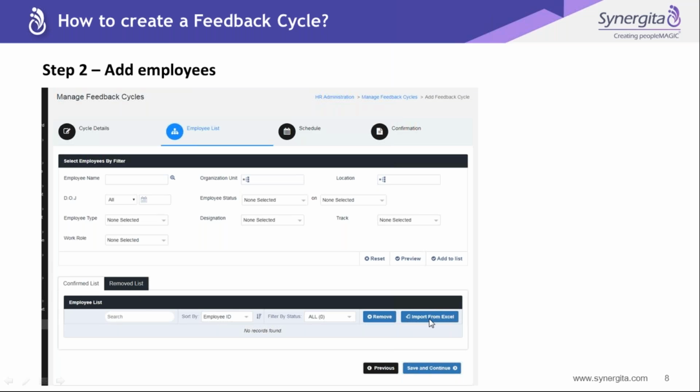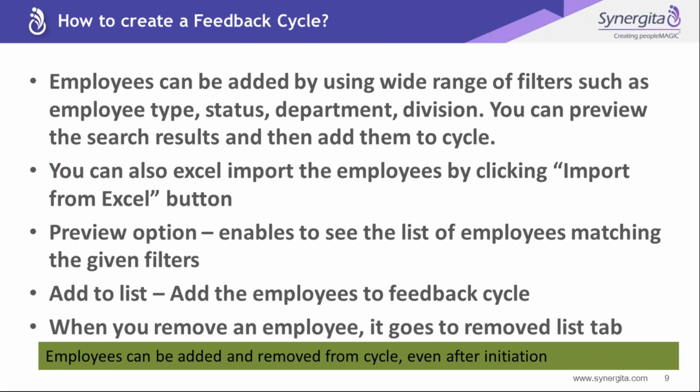So clicking on the import from Excel will allow you to upload an Excel document with the employees list who want to be a part of the feedback cycle. So clicking on save and continue will move to the next step, that is the schedule step.